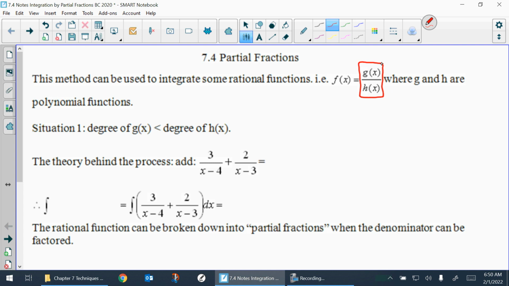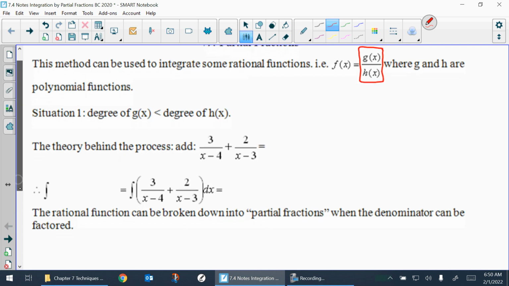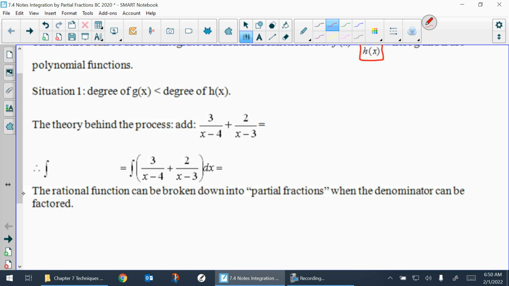But in this situation, we've got two different situations here. First of all, the degree of g of x, the degree of the top, is smaller than the degree of the bottom. Now, when we did long division, we did degree of the top was larger than or equal to the degree of the bottom. So let's see what happens in a situation like this.